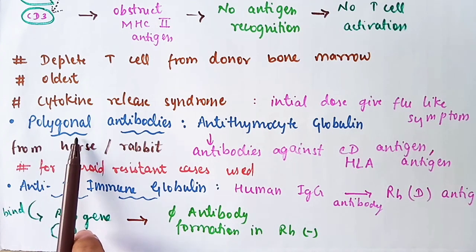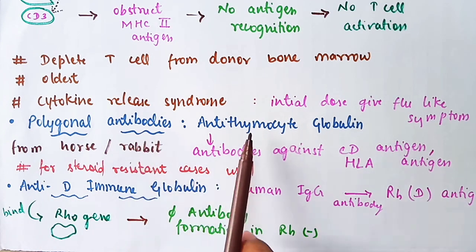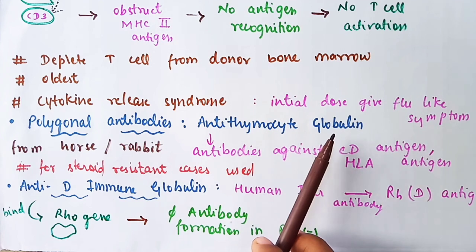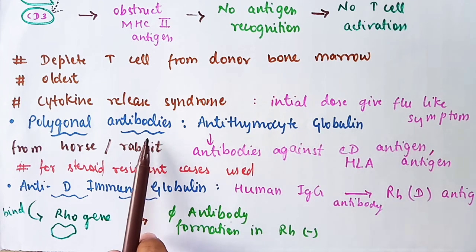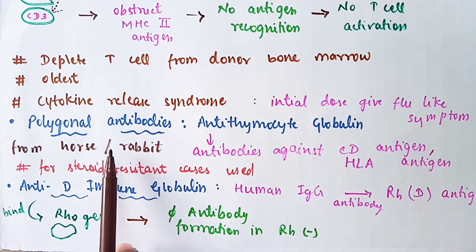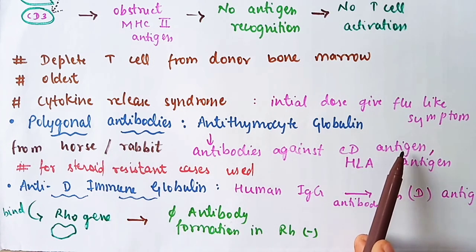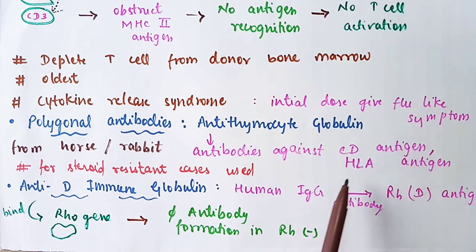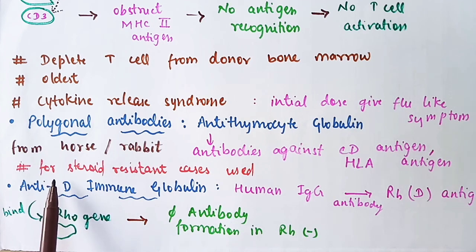Next one is polyclonal antibodies, that is anti-thymocyte globulin. They are the antibodies which are directly obtained from the horse and rabbits, since they are acting against CD antigen, that is cell differentiation antigen, and HLA antigen. Since they won't be able to identify the antigen, no activation of immune system and no inflammation would occur. These are used basically for steroid resistant cases.